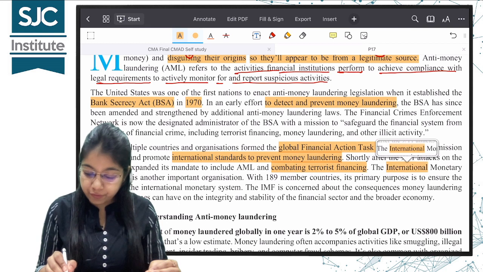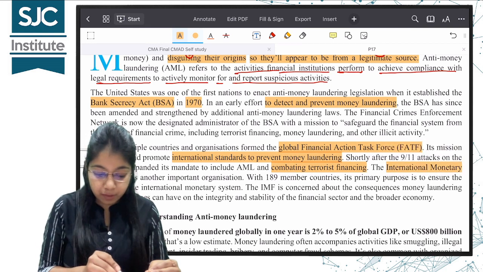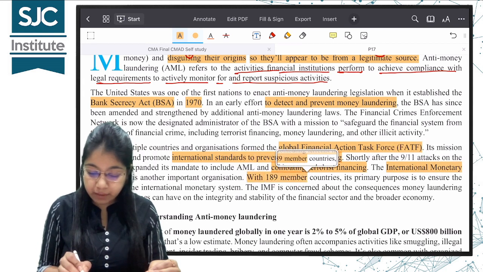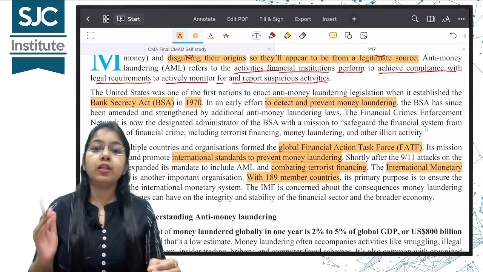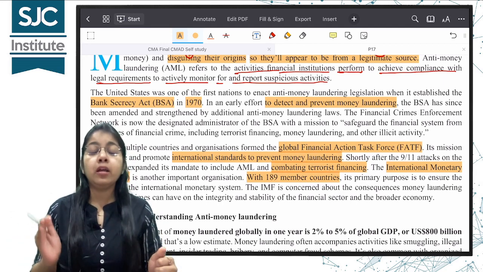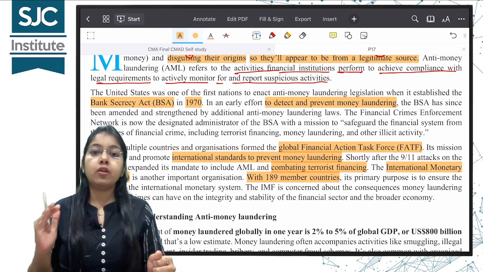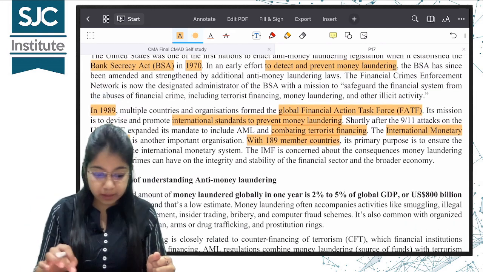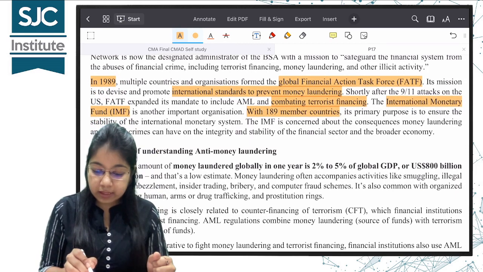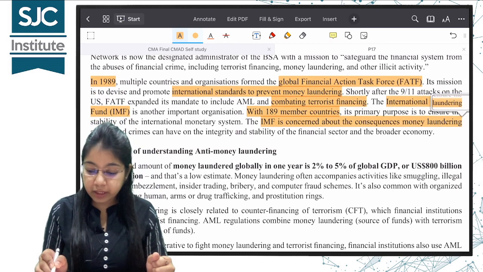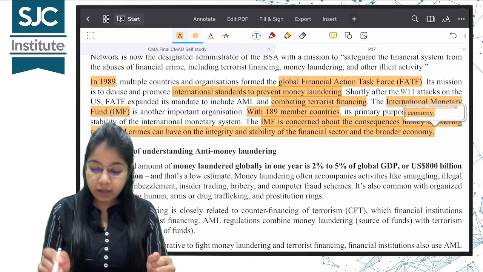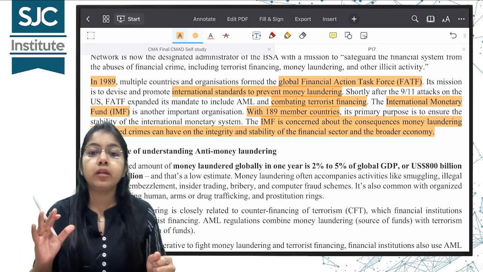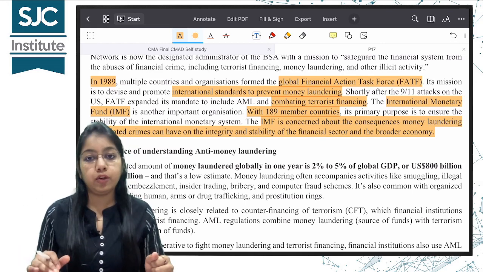The IMF also works for this purpose with 189 member countries. Obviously, there are other objectives of the IMF, wherein prevention of money laundering and combating terrorist financing is one of their purposes. It is concerned about the consequences of money laundering and related crimes, which can have an effect on the integrity and stability of the economies.